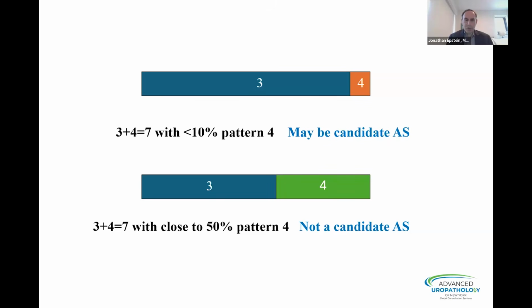But if you had a 3 plus 4 equals 7 with close to 50% pattern 4, that's a borderline 3 plus 4 and 4 plus 3. In my opinion, for the vast majority of patients, that wouldn't be a good candidate for active surveillance. But if you just reported it as 3 plus 4 equals 7, like we used to, and still some pathologists do this, you have no idea which type of 3 plus 4 you have.